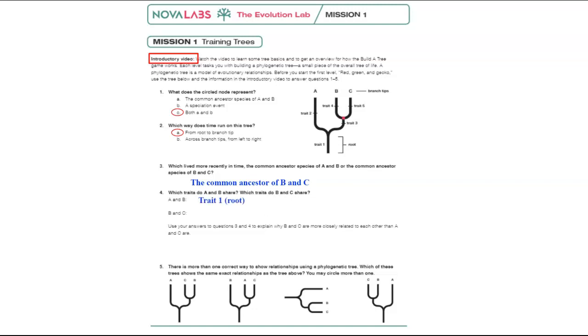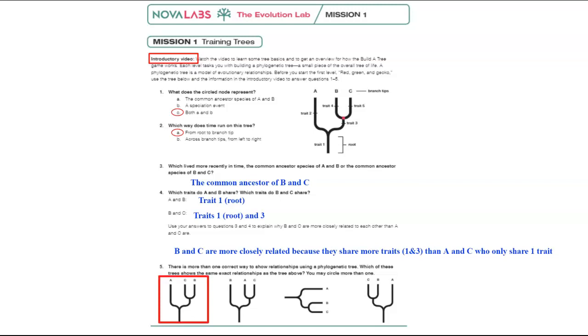The traits A and B share: trait root. So that's trait 1, that's the very beginning that they all share. B and C share both trait root 1 and 3 as well. Use your answers to questions 3 and 4 to explain why B and C are more closely related to each other than A and C. Well, B and C are more closely related because they share more traits. They share trait 1 and trait 3. Then A and B only share 1 trait, the same trait as everyone else on the tree.